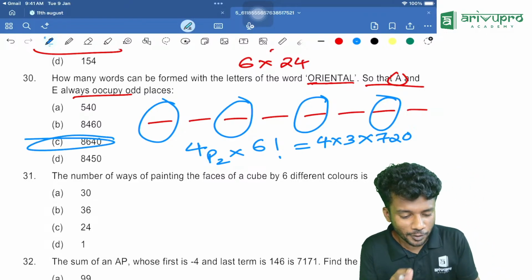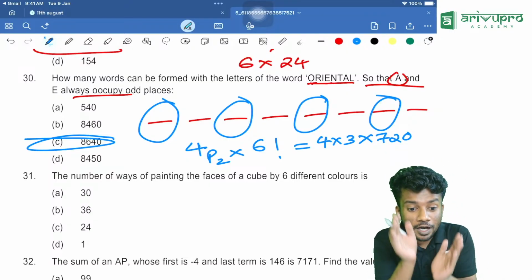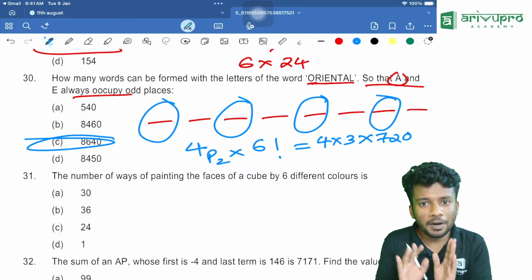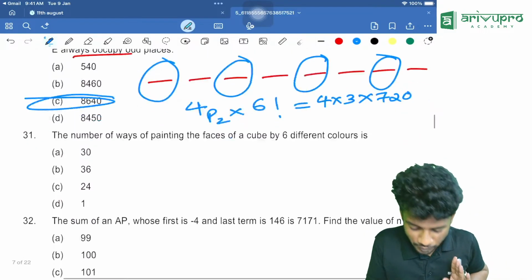Yes, option B. Look at option B and option C. Option C is your answer. Sorry, both are almost similar, so don't mark the wrong option. 8640 is your answer. Next one.